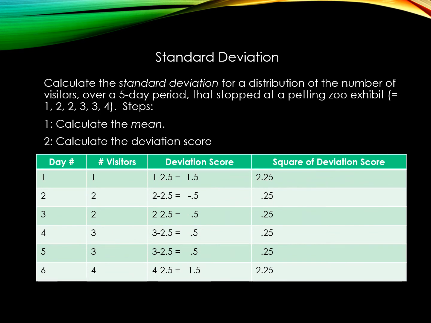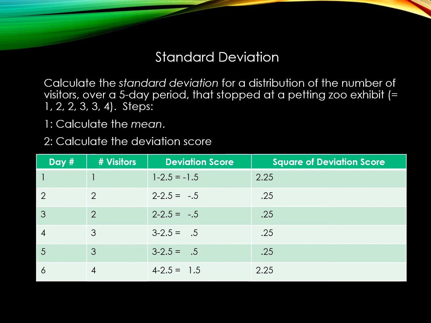Let's look at another example. Here we're going to calculate the standard deviation for a distribution of the number of visitors over a 5-day period that stopped at a petting zoo exhibit. So on day number 1, we had 1 visitor. Day number 2, 2 visitors. Day number 3, 2 visitors, and so forth. You can see that in the columns there.